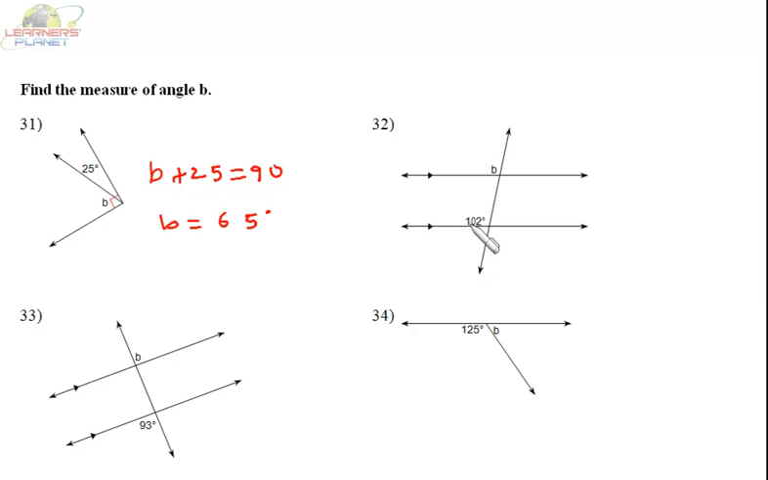Now let's see this question, 102 and B. We have to find out the value of B. Now we can see 102 and B, both of them are corresponding angles since they are on the same side of parallel lines. So if the two lines are parallel, as we can see over here, then their corresponding angles will be same. That means B will also be 102. They are corresponding angles.